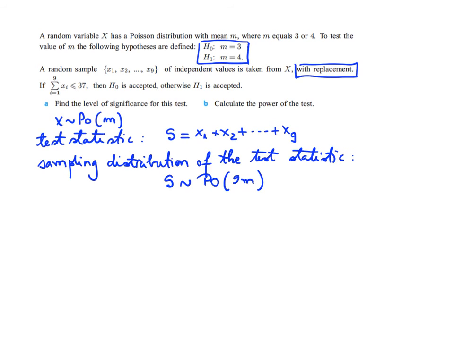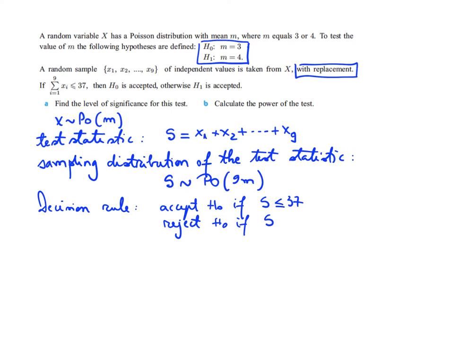I'm also given the decision rule. So the decision rule is: accept H0 if S is smaller or equal than 37. Reject H0 if S is bigger than 37, right? Yes, bigger than 37. So for S, I'm looking again at this distribution, the sampling distribution of the test statistic.